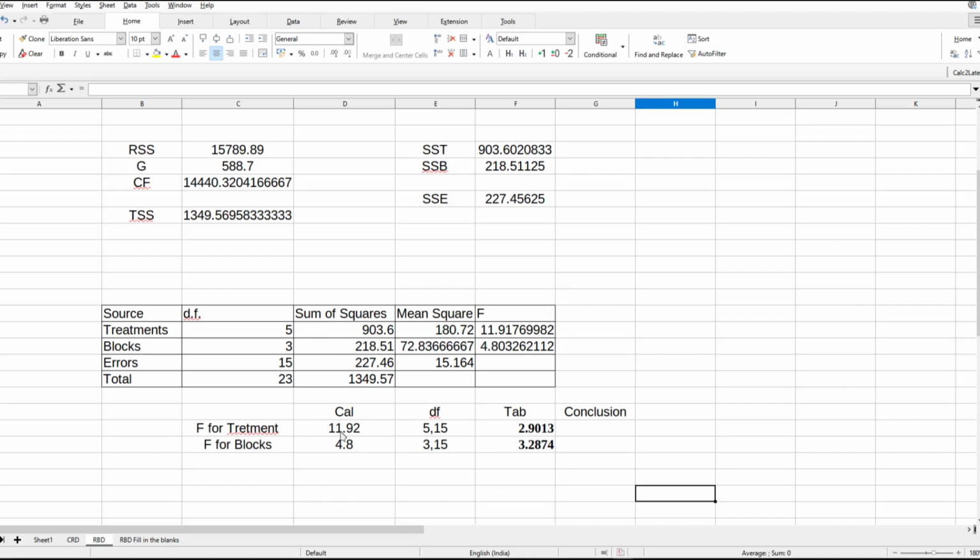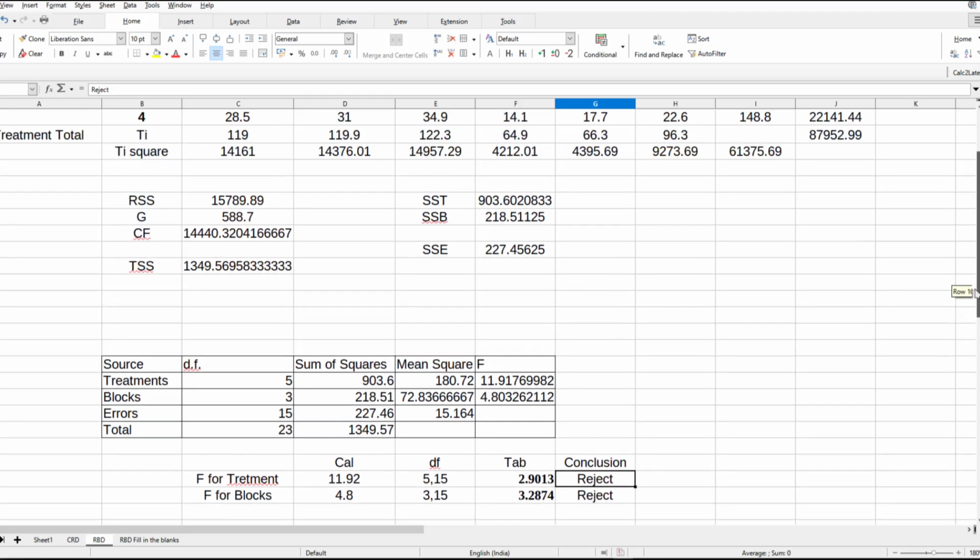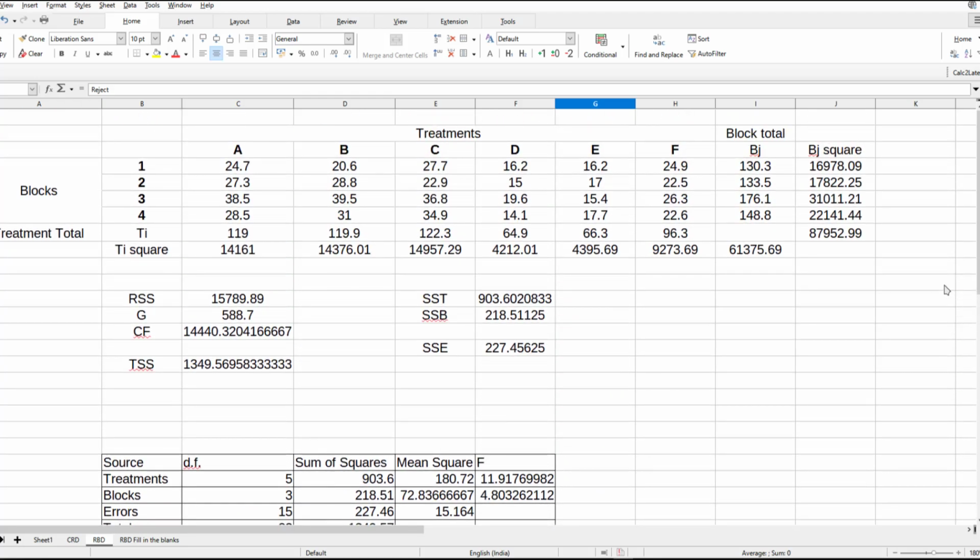So I will compare. See, the calculated value is 11.92, the tabulated value is 2.9, so we will reject the null hypothesis. Similarly here also the calculated value is greater than the tabulated value, so we will reject, right? So both the hypotheses, that the treatments are equal and the blocks are equal, are being rejected. That means treatments are different, blocks are also different among themselves. So this is how we calculate for RBD, right?